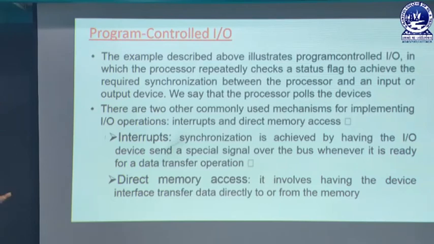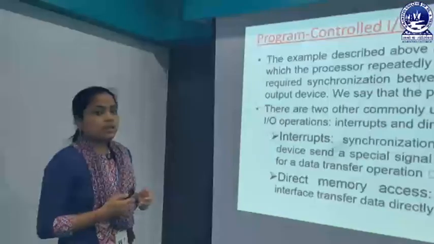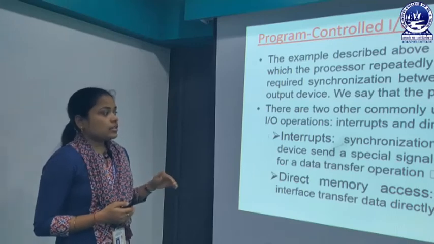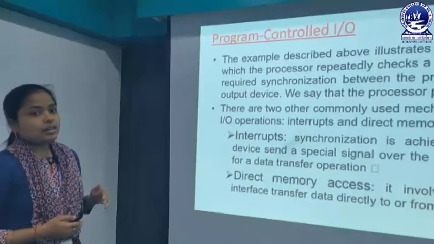The next one is direct memory access. Here we do not need to send the signals through the bus. We can directly transfer the data between the device and the memory by implementing an interface between the input output device and the memory. So let us see the details about interrupts and direct memory access.